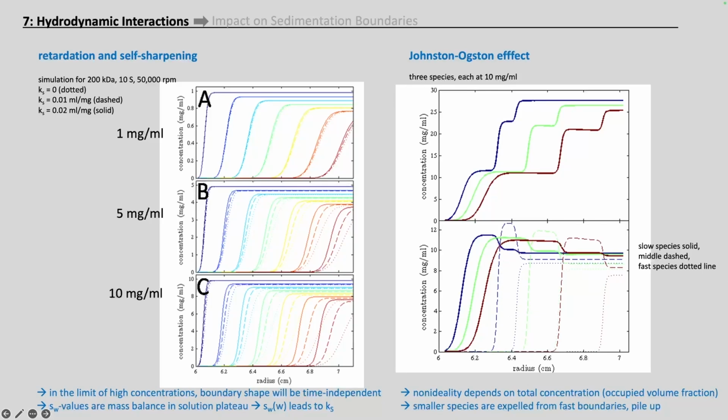The same thing happens to the slowest species, being much faster in the partially depleted solution zones and therefore piling up. Usually we will not measure the species separately and might not observe the piling up directly, but in their sum it'll lead to masking of amplitudes of the faster sedimenting boundaries. And this is called the Johnston-Ogston effect.